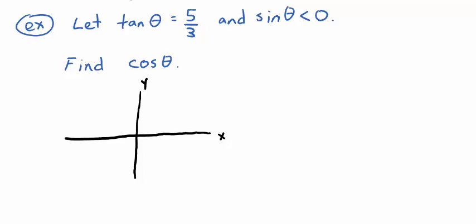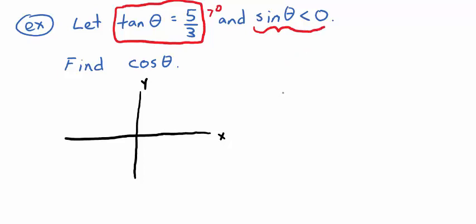Look at this, it gives us some useful information. Tangent of theta is equal to 5/3. Is 5/3 bigger than or less than 0? So the sign of the tangent is positive. But the sign of the sine function is negative. So which quadrant do we have to be in?